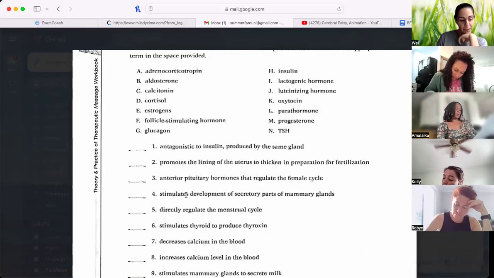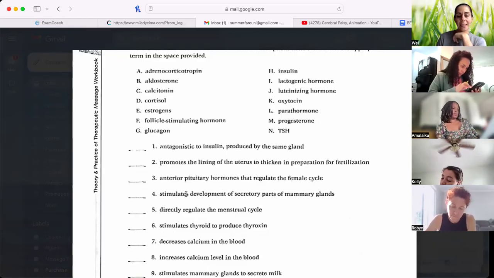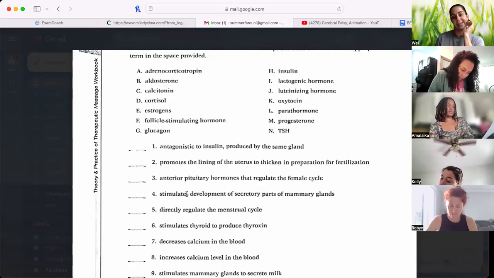Okay, number 4, stimulates development of secretory parts of the mammary glands. Lactogenic hormone. Would that be progesterone? Oh, it's progesterone? Yeah. Oh, okay.